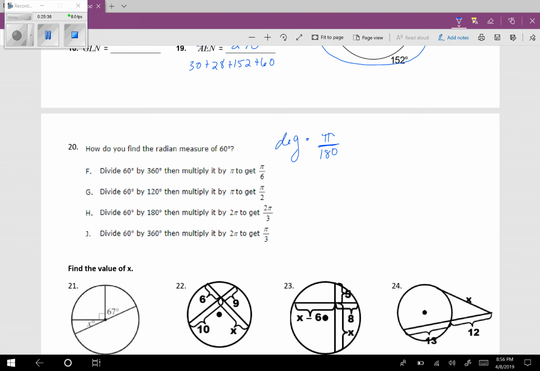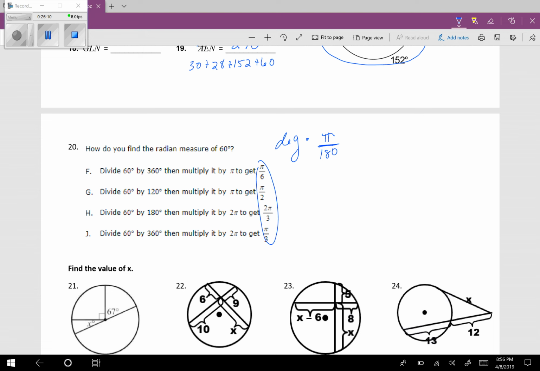Now look at all your answer choices here. It says divide 60 degrees by 360 and then multiply it by pi to get pi over 6. Divide 60 by 120, then multiply it by pi to get pi over 2. Divide 60 by 180, then multiply it by 2 pi to get 2 pi over 3. Or divide 60 by 360 and then multiply it by 2 pi to get pi over 3. Y'all, easy way to do it.